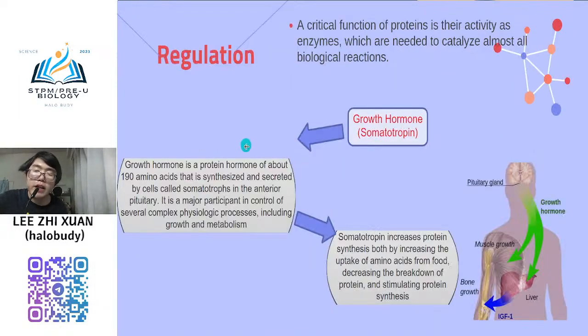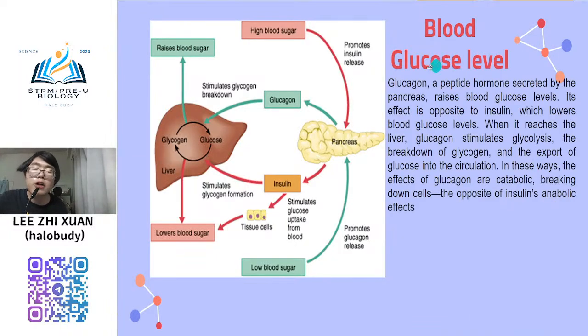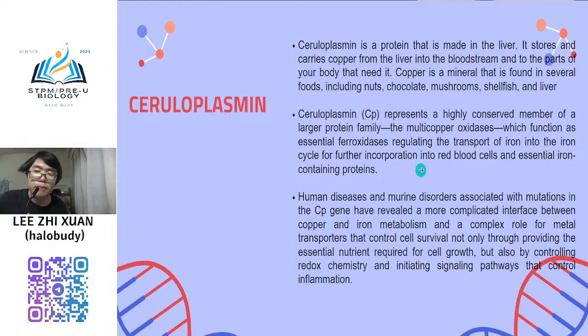Another one, regulation, as I mentioned about hormone. This one is growth hormone. And blood glucose level, as I mentioned, insulin and also glucagon. This one you will learn in more detail in semester 2. This one is ceruloplasmin. This one you don't need to know. This one is more about the biomedical part.